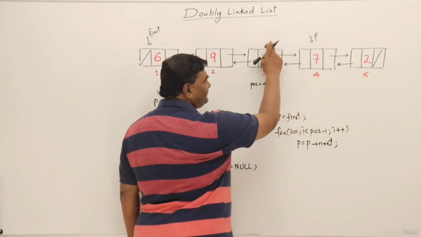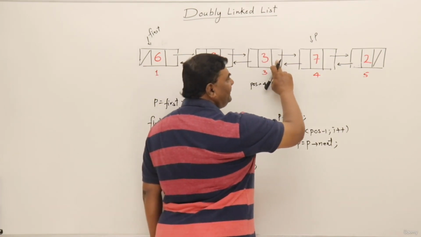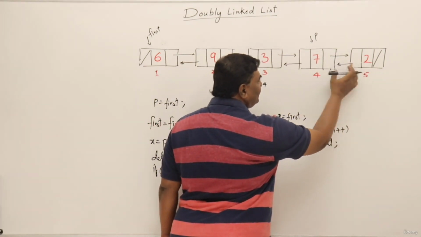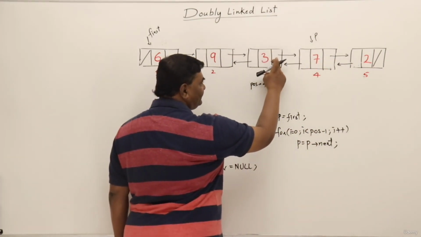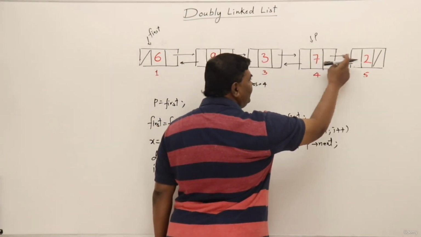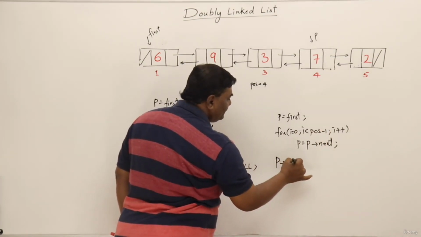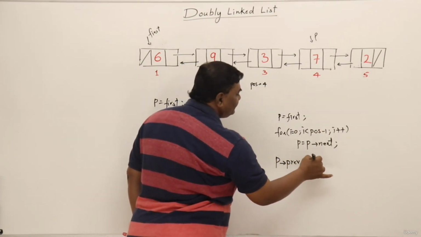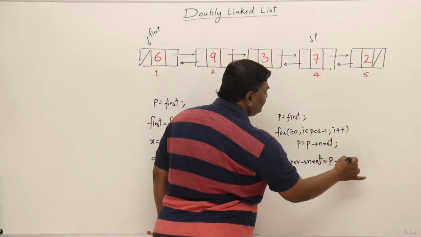P's previous, its next should point on P's next, this node. So this is the address. So P's previous next should point on P's next, this node. So P's previous next should point on P's next.